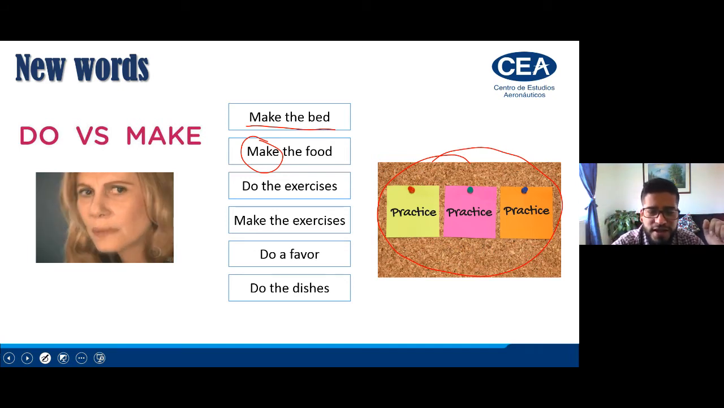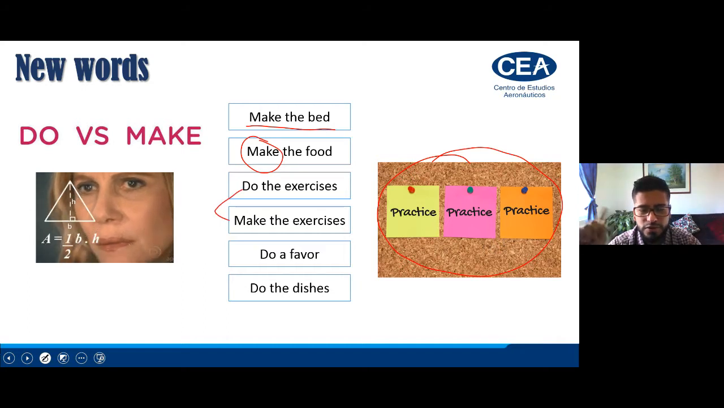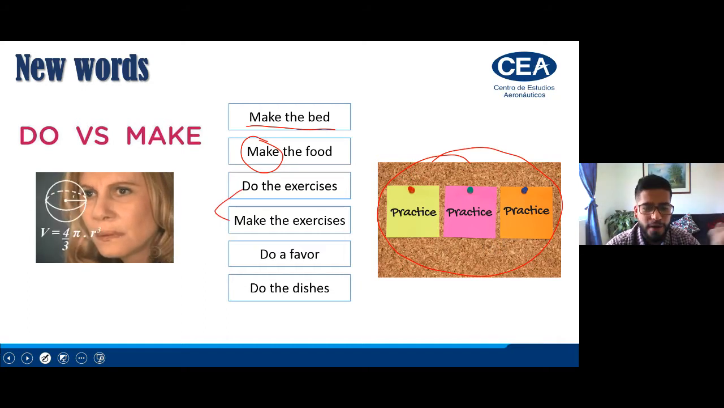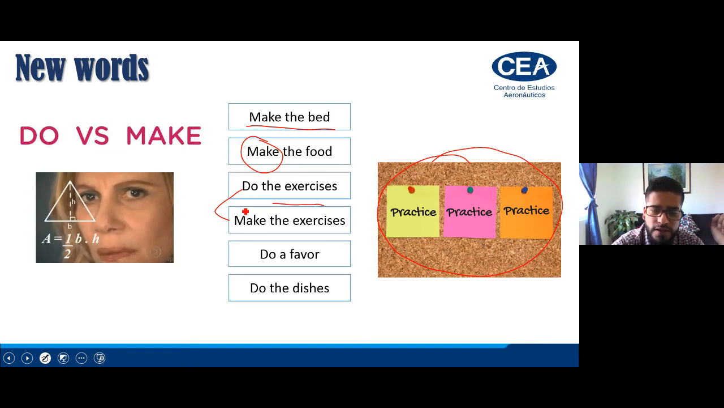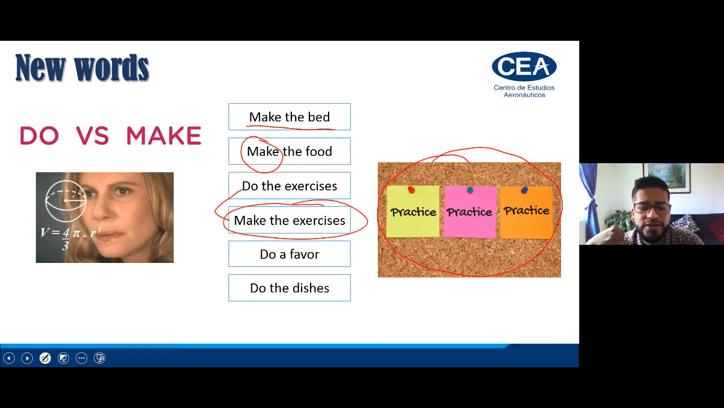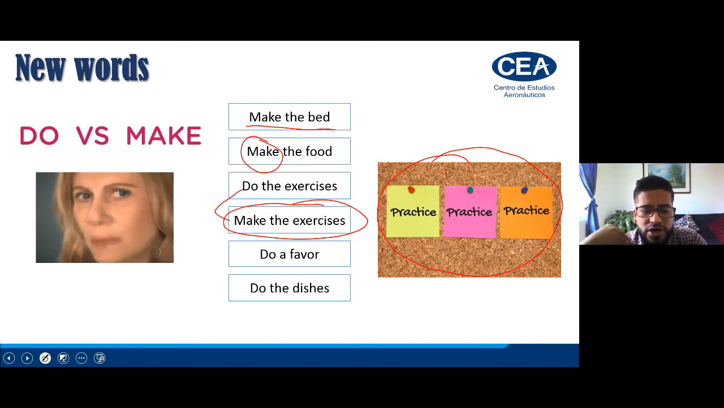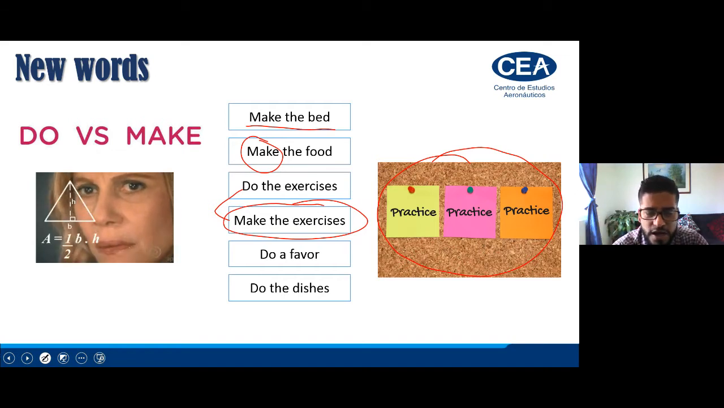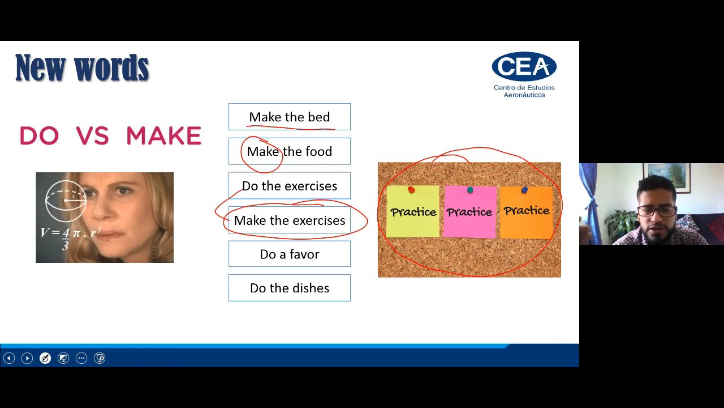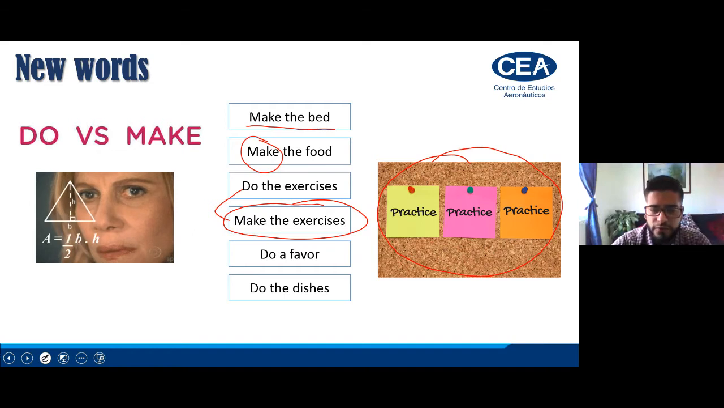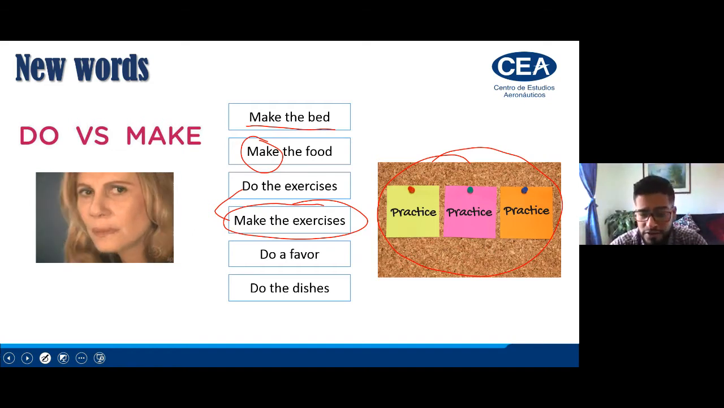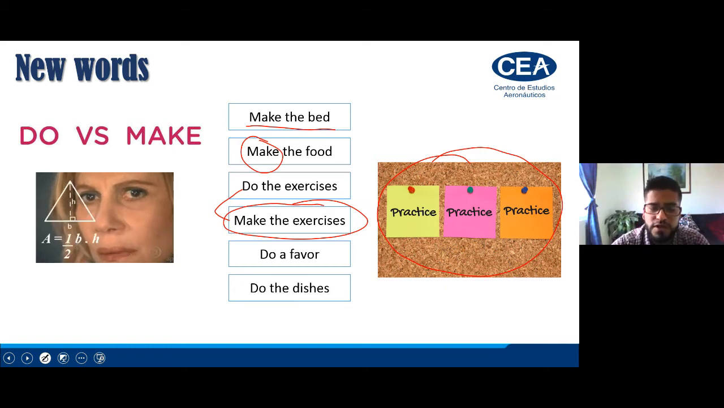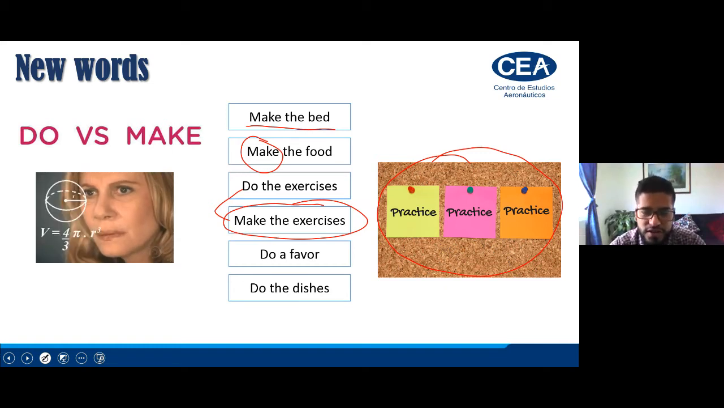Do the exercises and make exercises: it's possible both. And you say, okay, but why? For example, the teacher makes the exercises. In this part the teacher is creating. I'm going to create the exercises for my students. In this context, it's possible to use make. And now the students are going to develop them, so they are going to do the exercises.